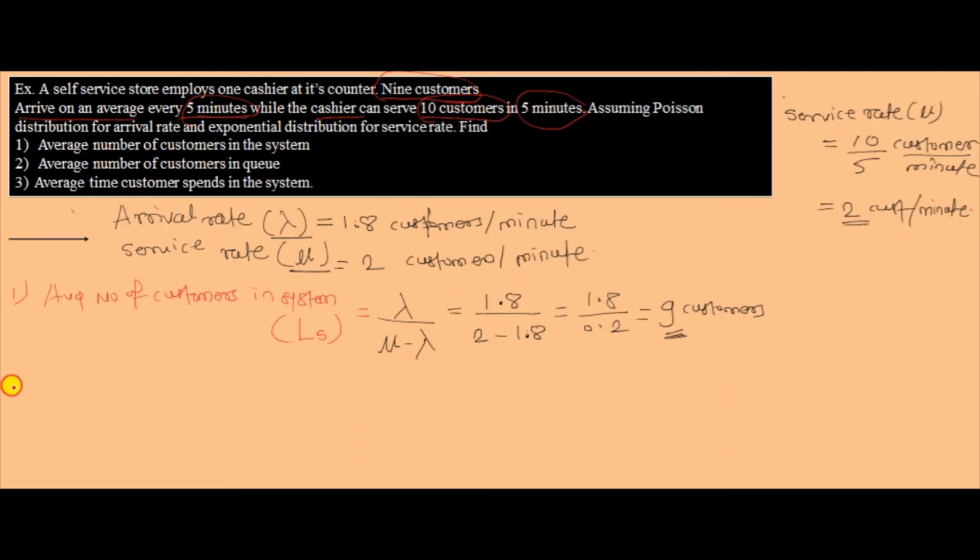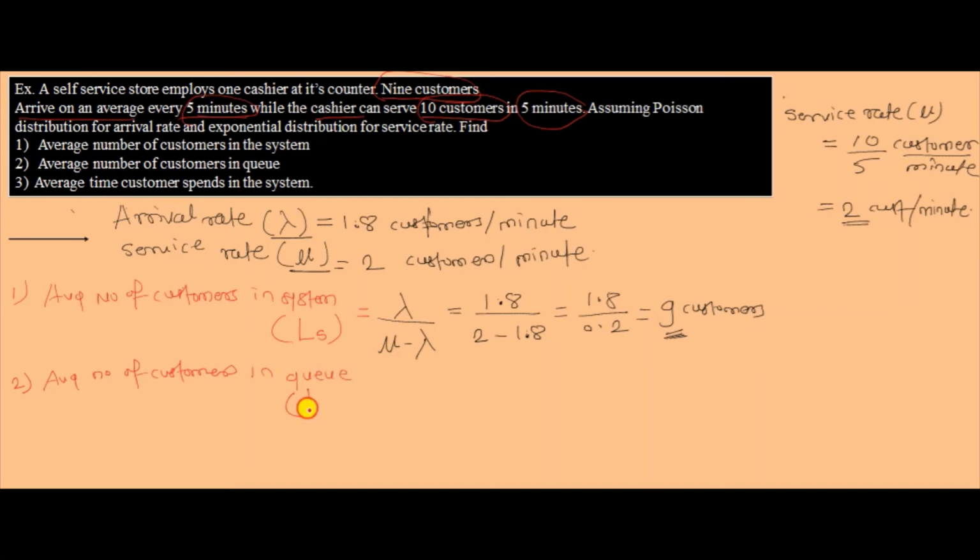Now the second is the average number of customers in the queue. Same thing but slightly different. Average number of customers in queue.